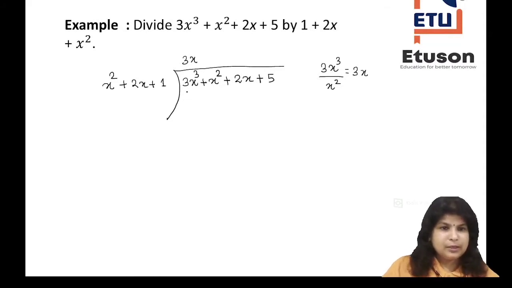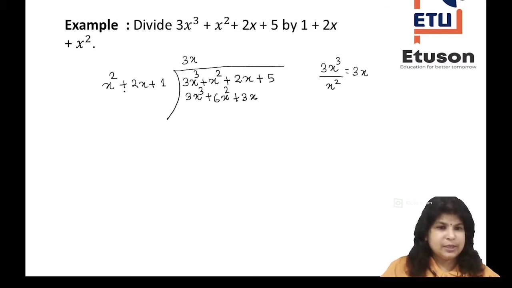How much are you getting? You will get 3x cube plus 6x square, correct, plus 3x. Just check it once again. So x square into 3x, 3x cube. 2x into 3x, 6x square. 3x into 1, 3x. Correct or not? Okay. So now let us subtract. So you will be getting minus 5x square minus x plus 5.